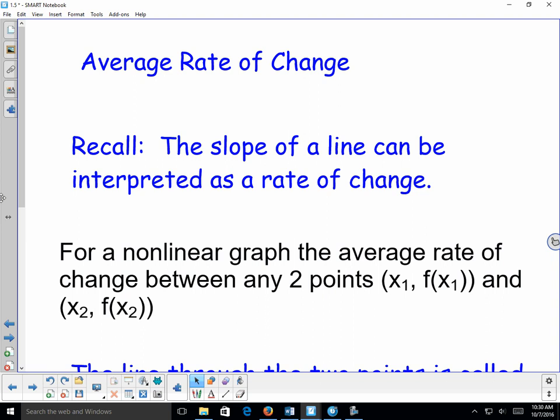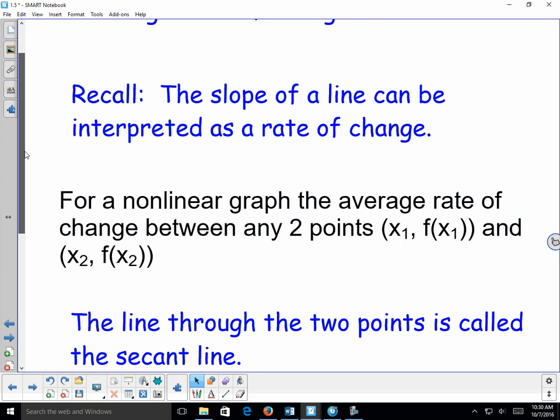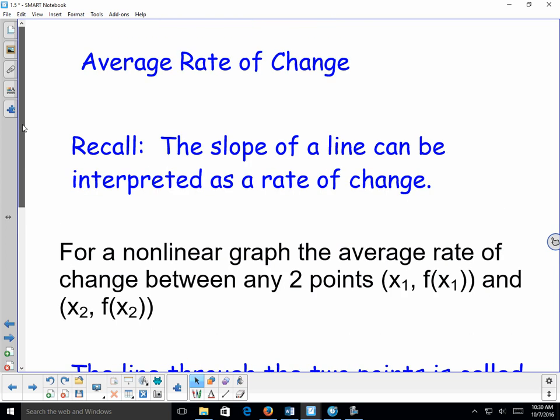Okay, so let's talk about average rate of change. Let's see, the average rate of change. Actually, I think I'm going to stop this video at this point.